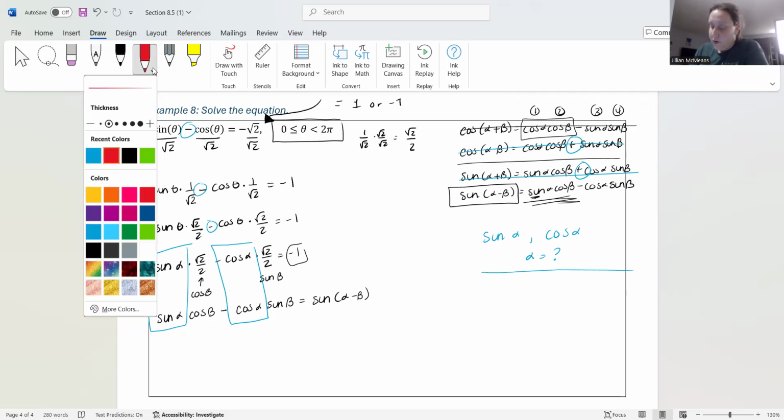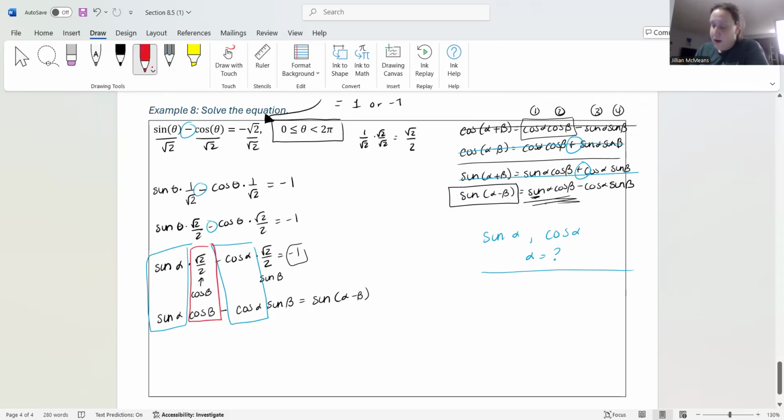Now, we also have this cosine beta, but we know it has to be equal to root 2 over 2. So we know that cosine of beta is root 2 over 2. We also know that sine of beta is equal to root 2 over 2.